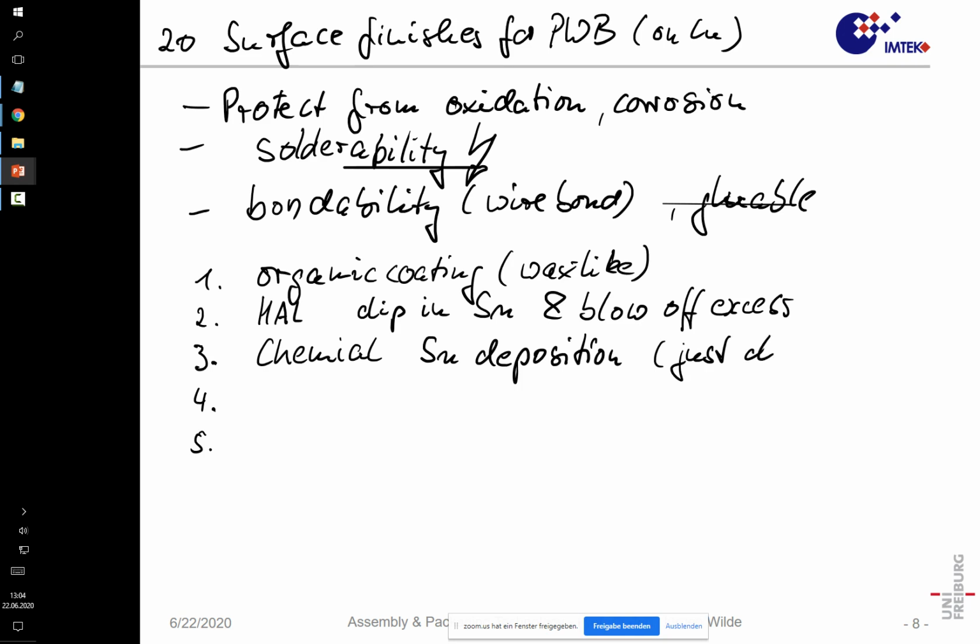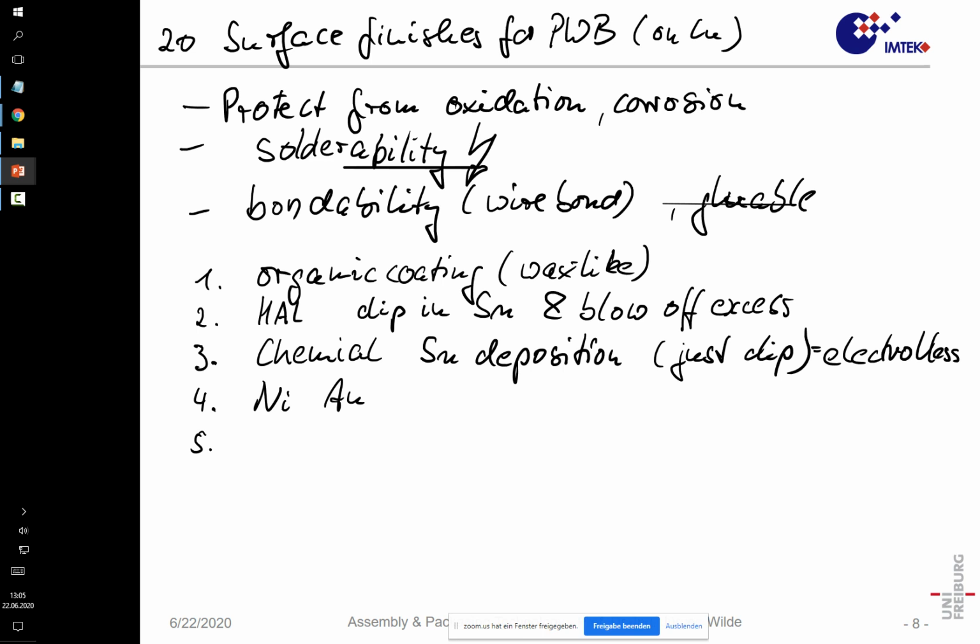So, sorry, what is your question? Yes, so chemical deposition, we also call it electroless, contrary to electrodeposition, but nevertheless, the name electroless is not quite correct because it is an electrochemical process we have here. So the next we can have is, I would say, most important, and is nickel gold.